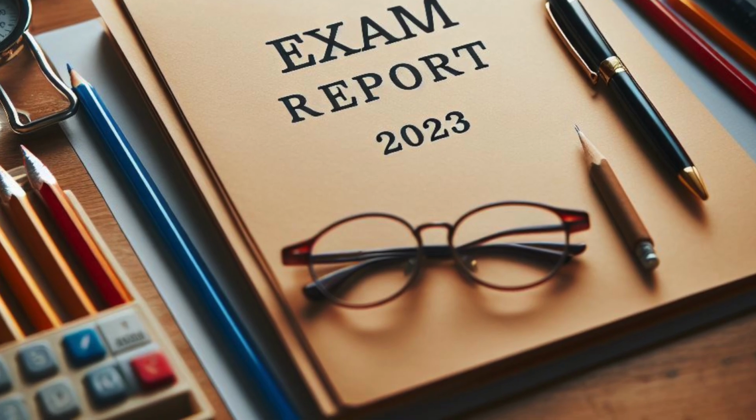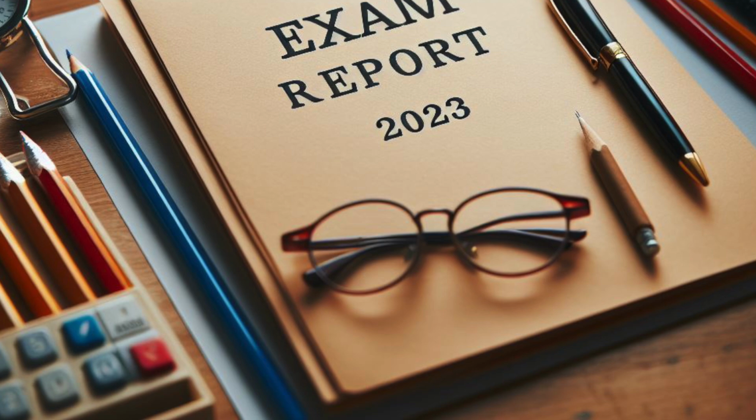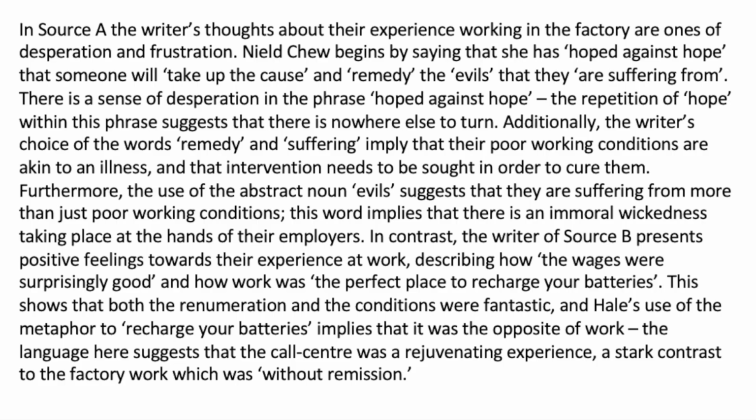So let's take a look at part of a sample answer, and you can see the full answer in my guide to English language. In Source A, the writer's thoughts about their experience working in the factory are ones of desperation and frustration. Neil Chu begins by saying that she has hoped against hope that someone will take up the cause and remedy the evils that they are suffering from. There is a sense of desperation in the phrase hoped against hope. The repetition of hope within this phrase suggests that there is nowhere else to turn.